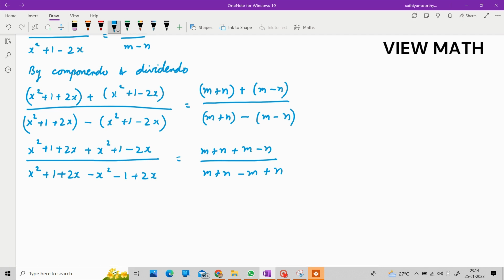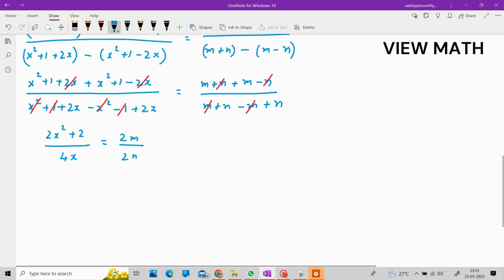Now let me cancel the common terms here. Plus 2x and minus 2x I can cancel. In the denominator, plus 1 and minus 1, x square and minus x square I can cancel. Next, on the right hand side, minus n and plus n I can cancel. Here plus m and minus m I can cancel. So remaining I have 2x square plus 2 in the numerator. In the denominator I get 4x. Here 2m by 2n.